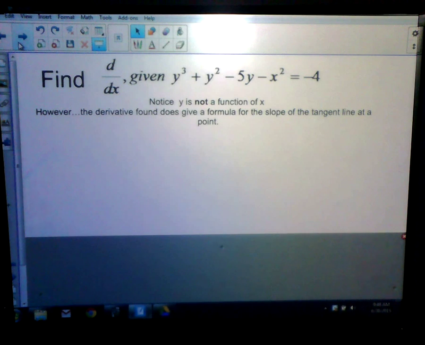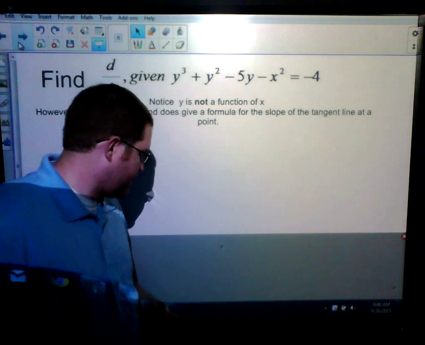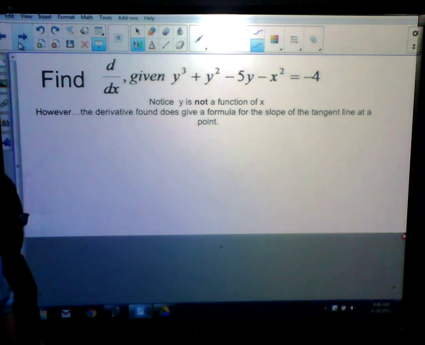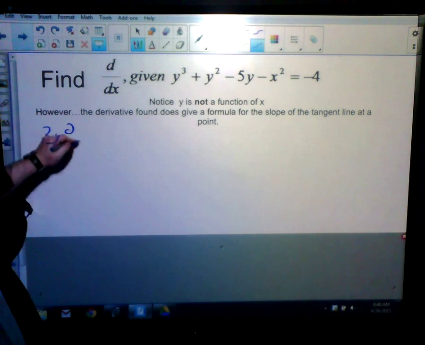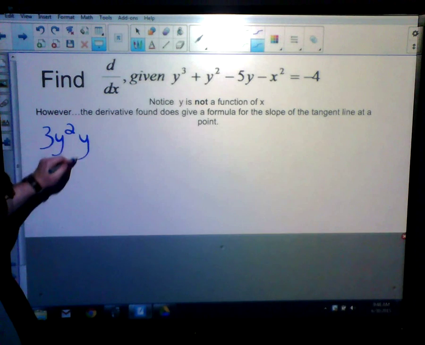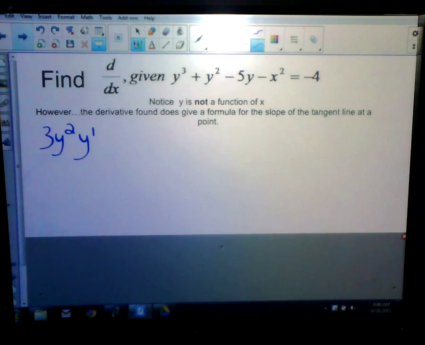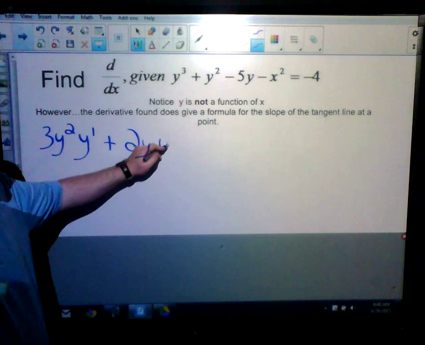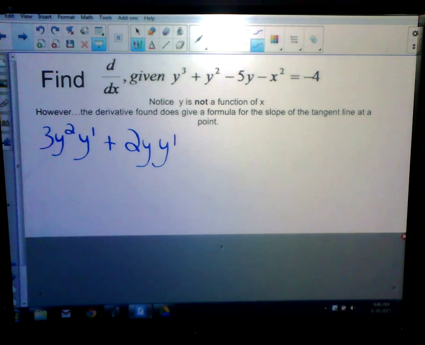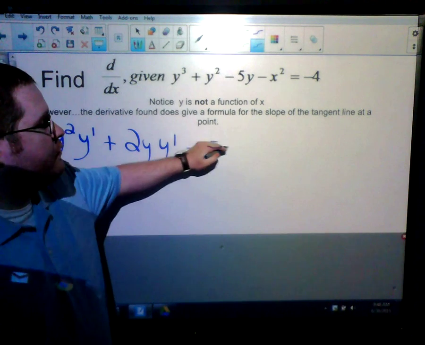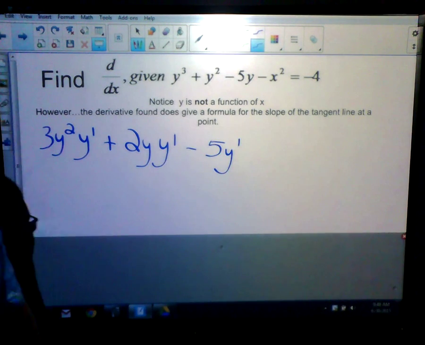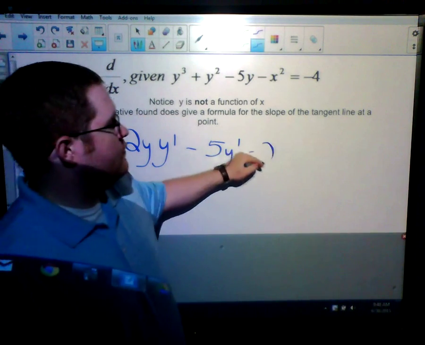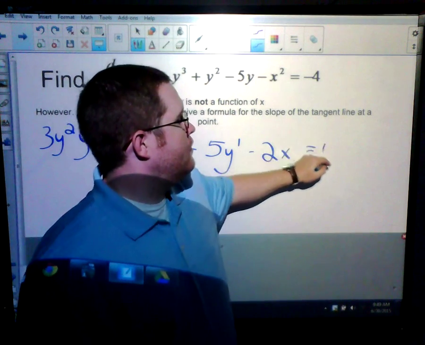Okay, let's try this one. Notice that y is not a function of x, but I can still do it. So let's take the derivative of this guy. Well, what's the derivative of y cubed? If it was x cubed, it would be 3y squared. Anything that has a y with it includes a y prime. Plus, what's the derivative of y squared? Well, that's 2y. Anything with a y with it is y prime. What's the derivative of 5y? 5. Anything with a y, y prime. What's the derivative of x squared? 2x. What's the derivative of negative 4? 0.